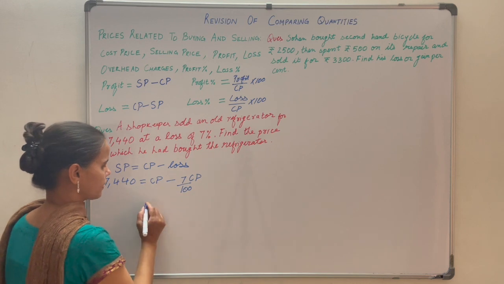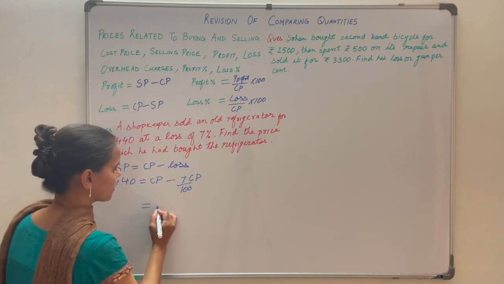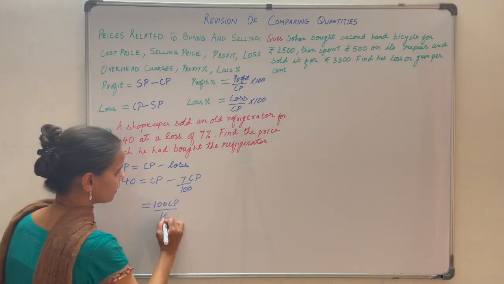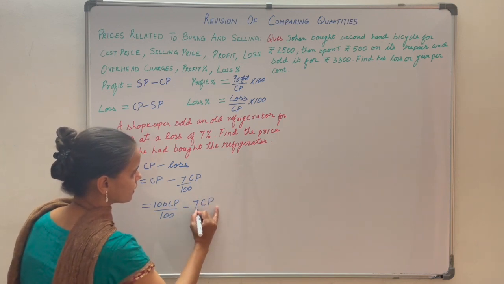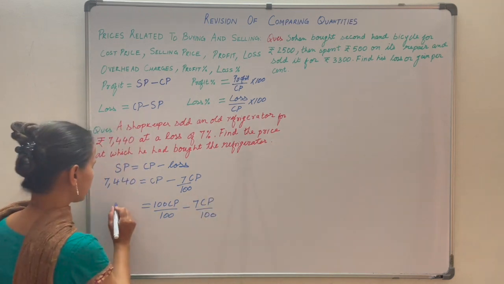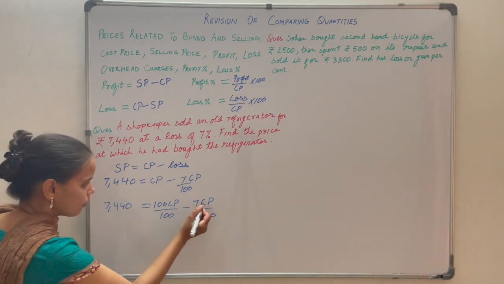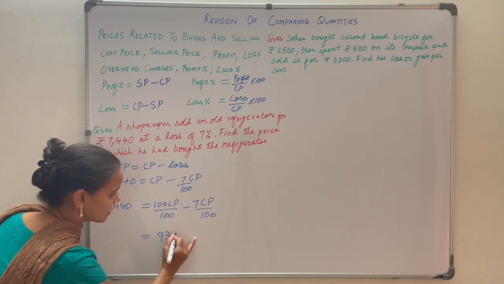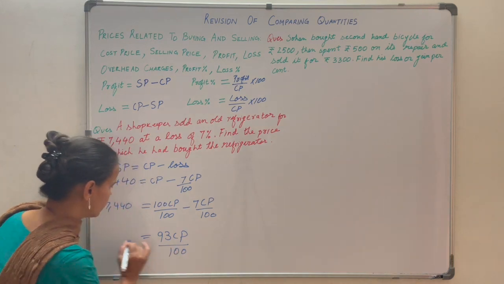Let us now simplify this. So here you have 100 in the denominator. So here also you have to make the denominator as 100. So here in numerator also you have to multiply by 100, and denominator also 100: (100 minus 7) cost price upon 100 and this side you have 7,440. So now let us simplify this. 100 minus 7 is 93 into cost price upon 100. Here you have 7,440.